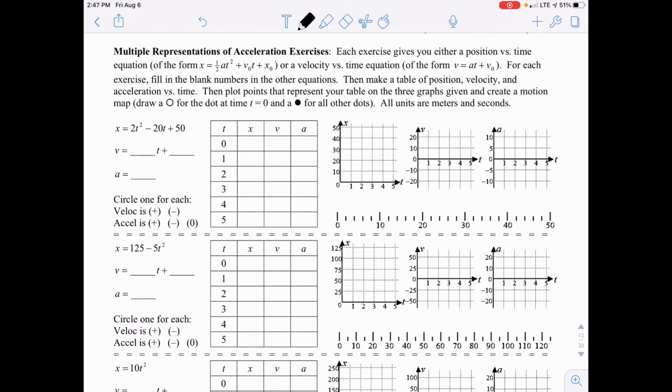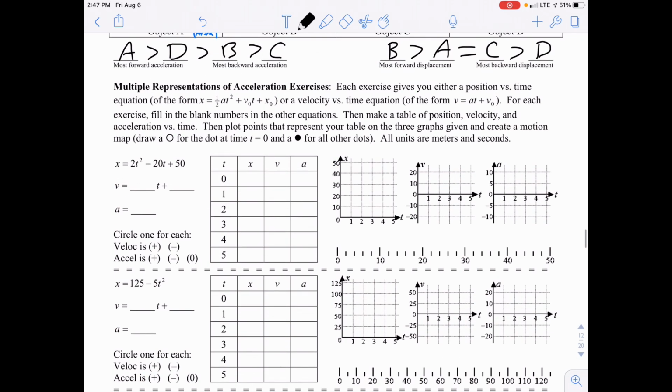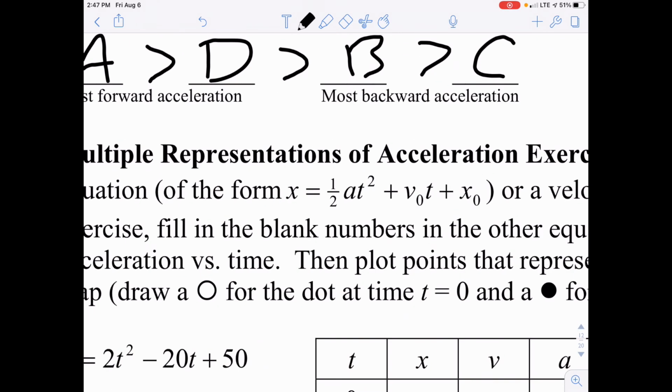It says each exercise gives you either a position versus time equation in the form of x equals 1/2 at squared plus v naught times t plus x naught, or a velocity versus time equation in the form of at plus v naught. Now, please note that earlier in the notes, we wrote both of those equations as follows. We wrote them as x equals x naught plus v naught t plus 1/2 at squared.